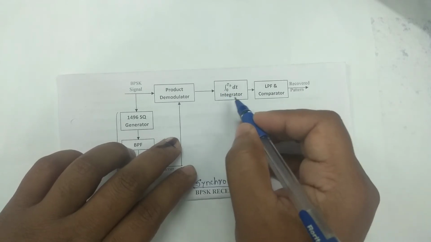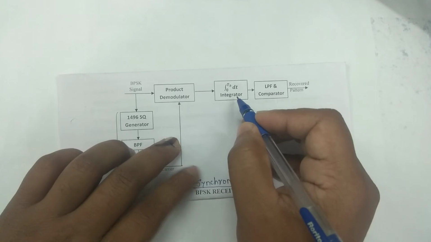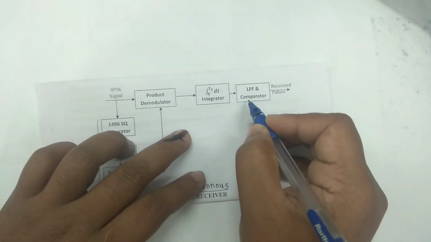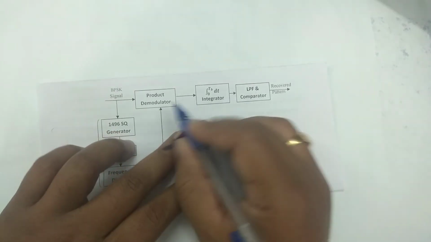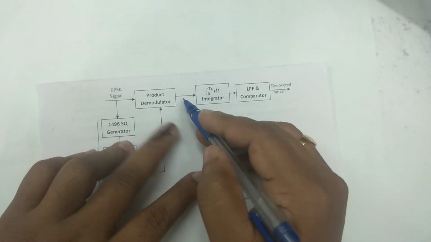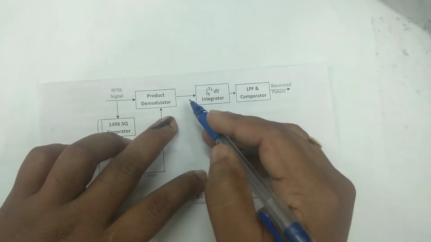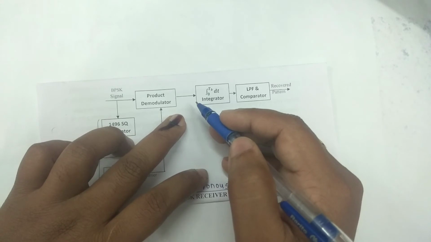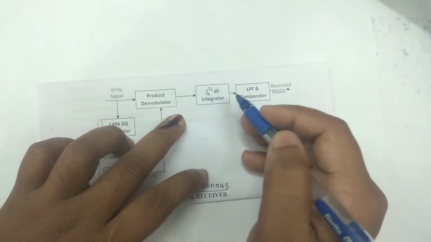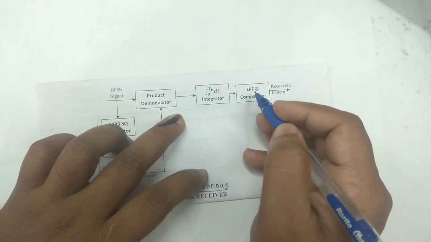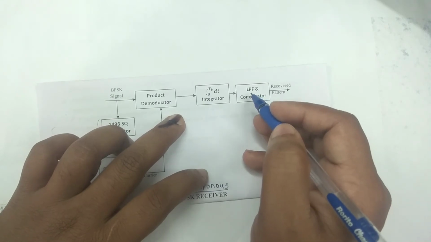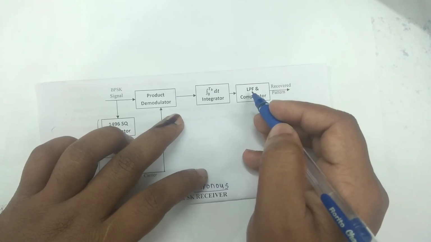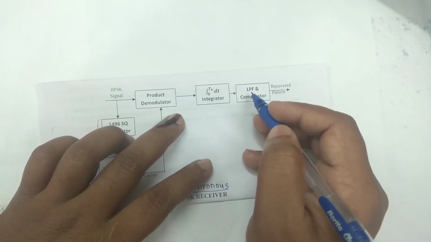Once we integrate the signal energy, we pass it through a low pass filter and comparator. Since we are demodulating the signal, after demodulation the band pass signal gets converted to a baseband signal. This baseband signal we pass through the low pass filter. The role of the low pass filter is to filter only the baseband signal, that is only the message signal, and all higher frequencies will be eliminated.